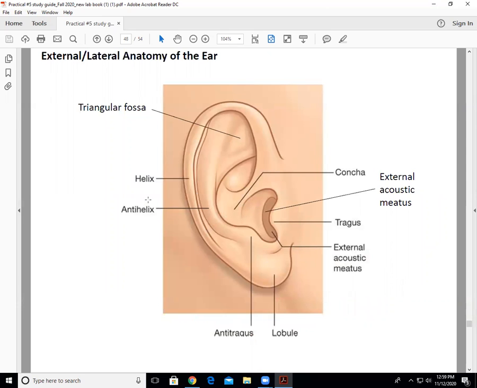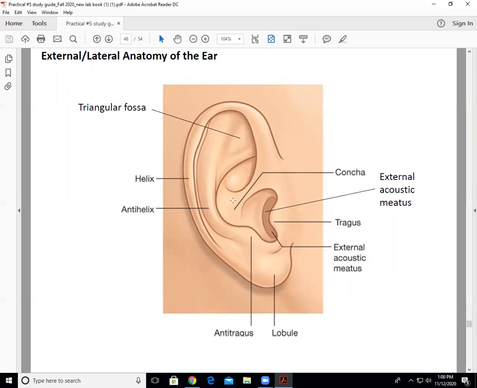Okay, external anatomy. This looks like a triangle here. It's a triangular fossa. You can kind of see the triangle there. This curve is the helix. This inner curve is the antihelix. The bump here is your antitragus. This bump there is your tragus.